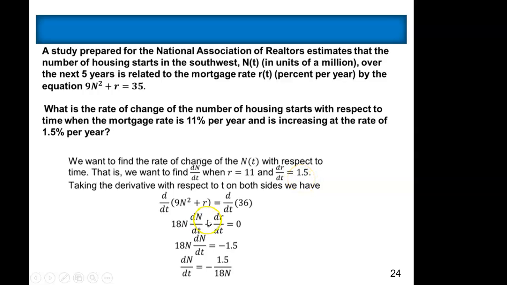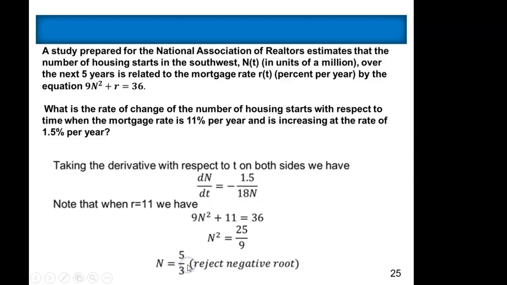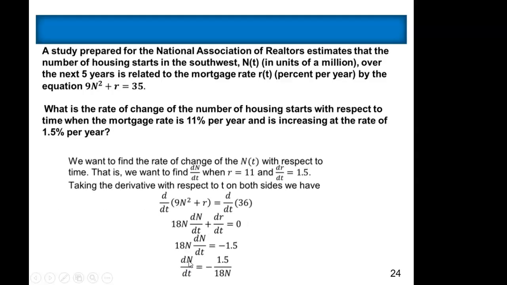So we're going to go and plug in what we know. So we know that R is 11 and we know that dR/dt is 1.5. Okay, so if I put dR/dt in here as 1.5, then I'm going to need to get dN/dt by itself. So I'm going to move dR/dt, which is 1.5, to the other side, and I get this equation here. So now I'm just solving for dN/dt, which means I'll divide by the 18N. So I'm going to have negative 1.5 over 18N.